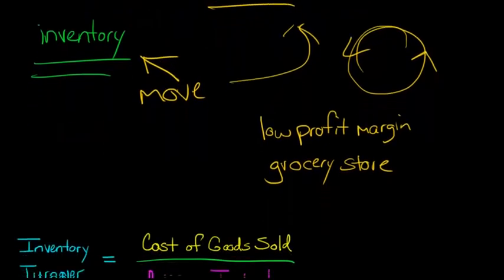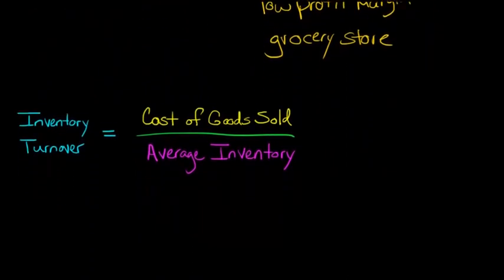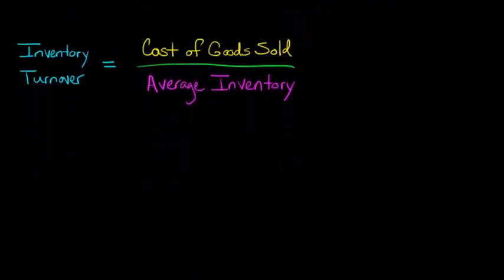So let's think of the formula here for calculating inventory turnover. Basically we're just going to take cost of goods sold and divide it by the average inventory for the period. So that's not that difficult. Let's put some numbers to this and work through an example.